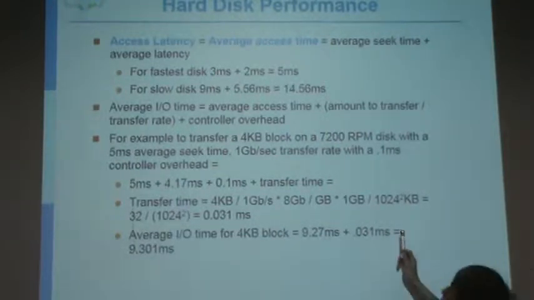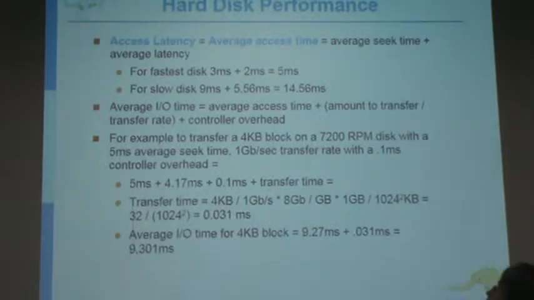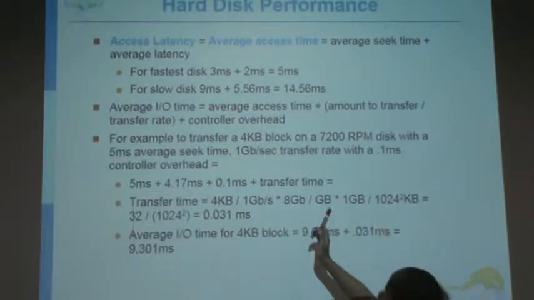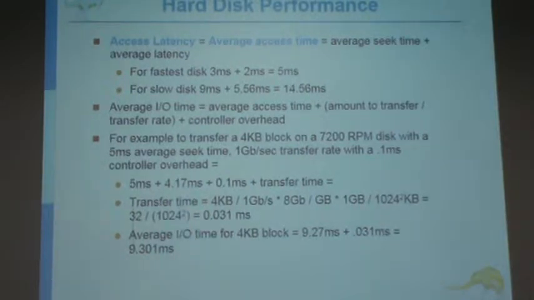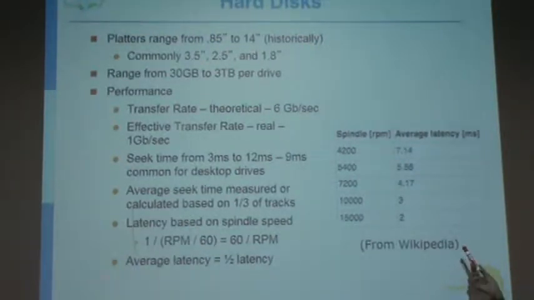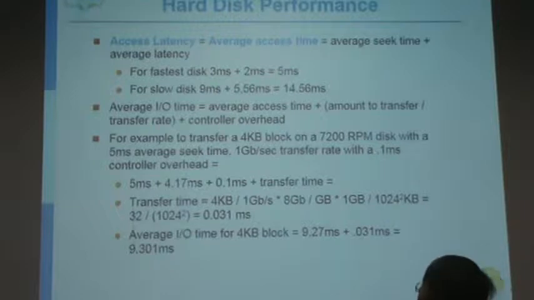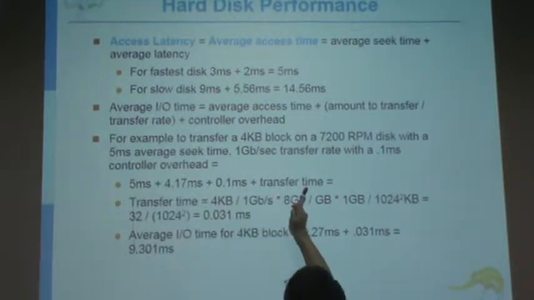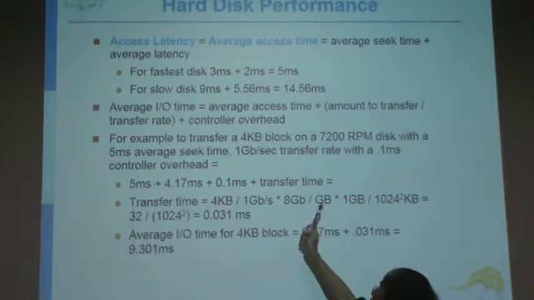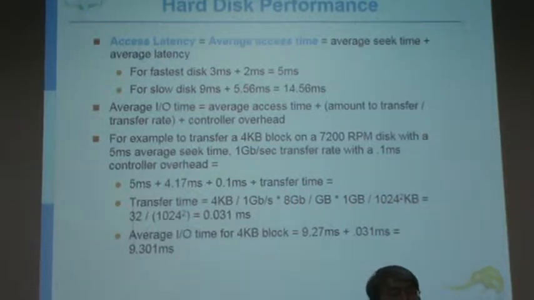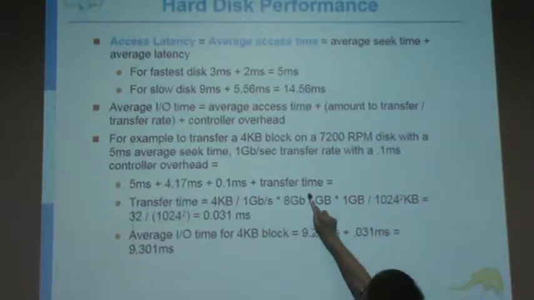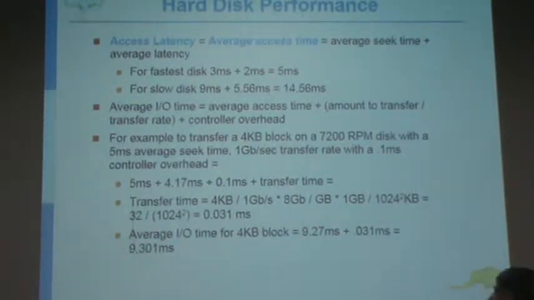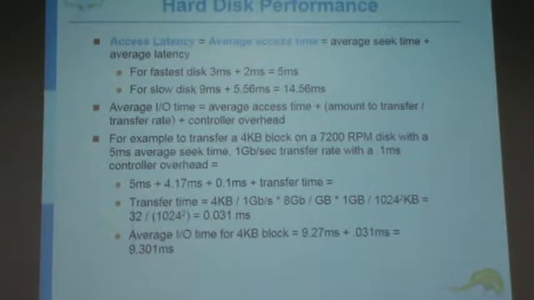So this is an example of transferring 4K bytes for a 7200 RPM disk. You can just sum up 5 milliseconds, and this is from the previous benchmark test of 7200 RPM. It has a 4.17 millisecond latency. This is the controller overhead, and transfer time can be calculated by adjusting the unit. It is nothing but adjusting the unit. It will be 0.031 in terms of milliseconds. Then you can sum up.